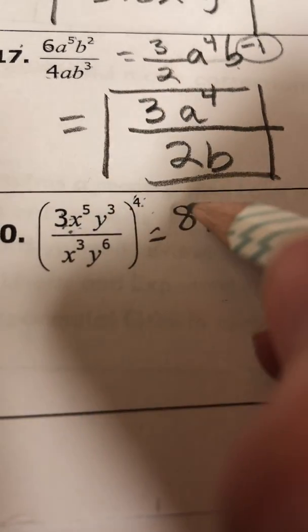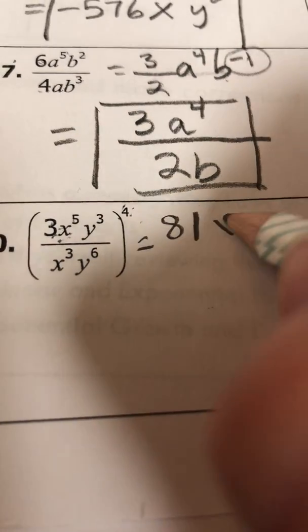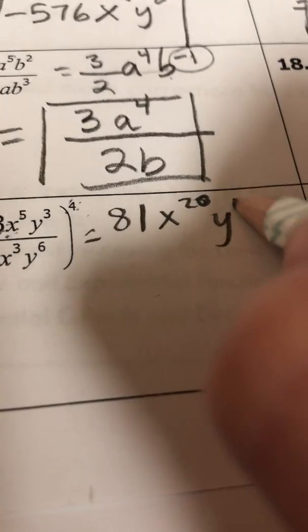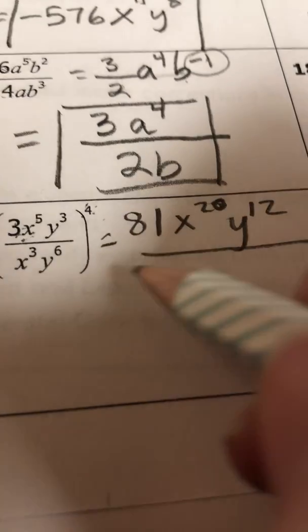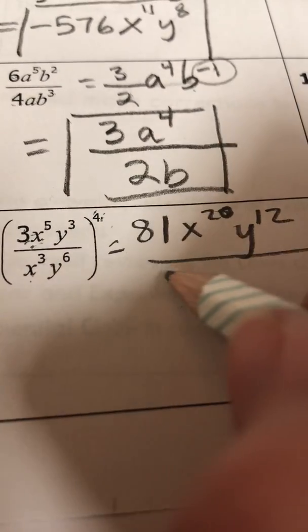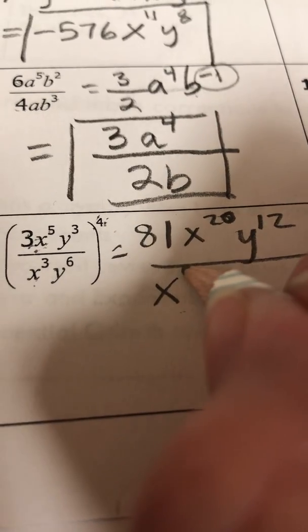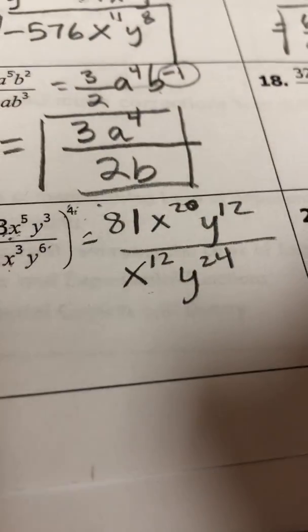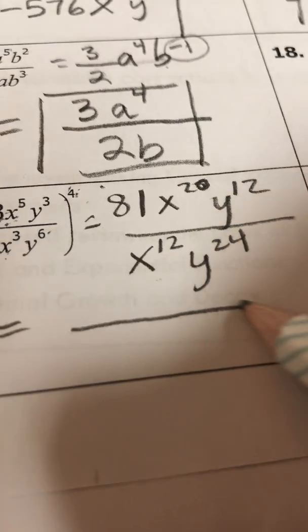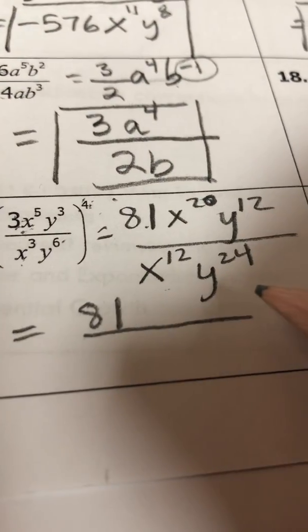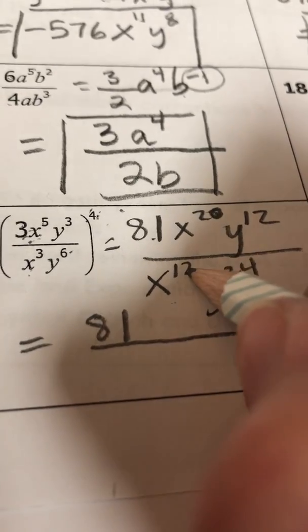Then I have x to the 20th, and y, that's a 0, and then y to the 12th. And I'm going to stick that all over the bottom, which is 3 times 4, so I have a power of 4 to the 12th, and then y to the 6 times 4, 24. Okay. So let's draw a line here. So I'm going to end up with my 81 on top. I have 20 minus 12.